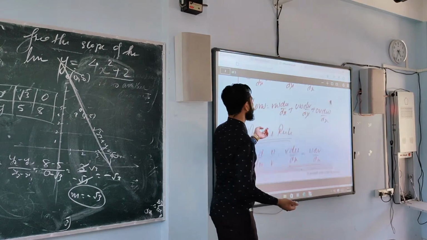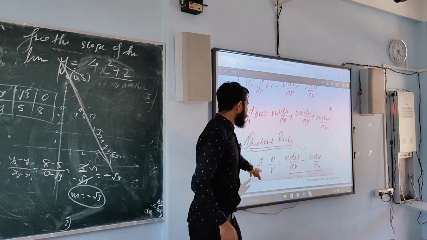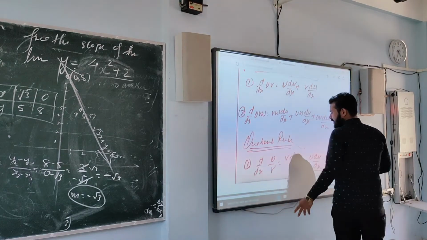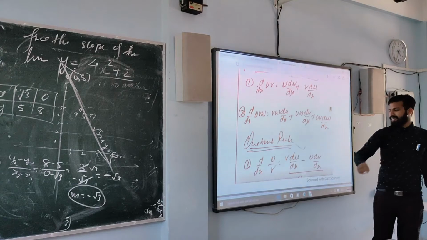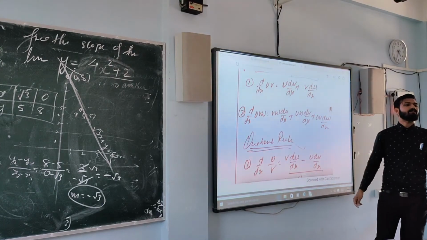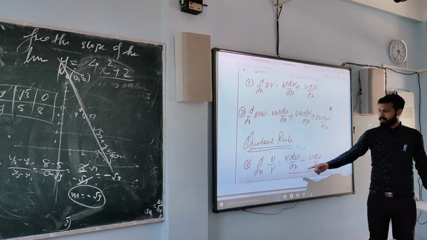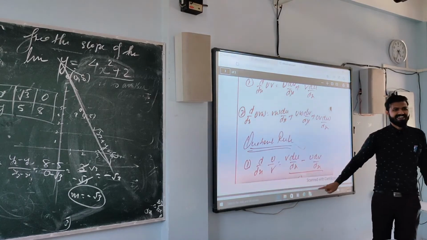Now next is the quotient rule. Quotient rule is divide by this. Same as before, d/dx of U by V. The setup is there, but the thing is that there is a minus sign. There is a minus sign, and there is a V square. You cannot see, there is a V square. This square, and the V square.